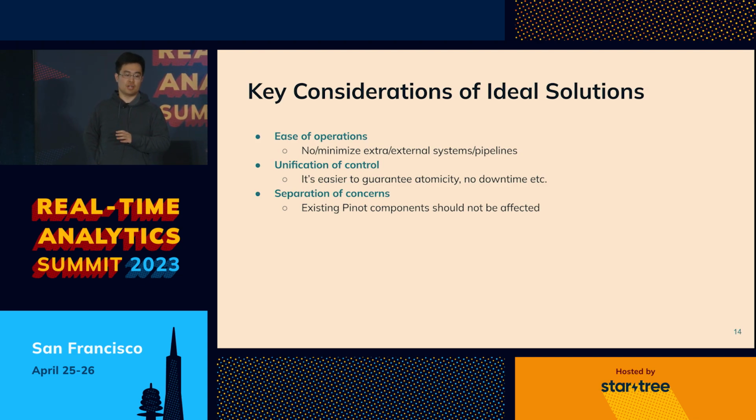The third consideration is we want to separate the concerns. That means if we want to make use of the Pinot components themselves to perform those operations, because those operations, as you see, may be very heavy, we don't want to affect the performance of other logic, especially the query paths. We don't want them to slow down. So those are the three key considerations we have.